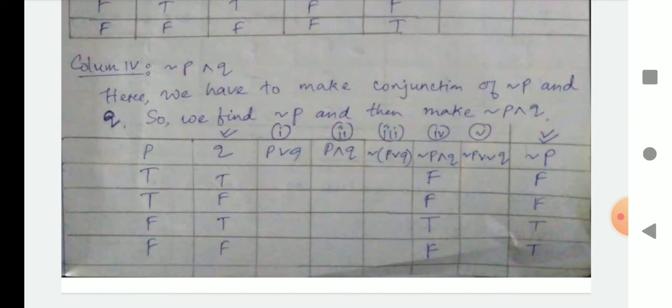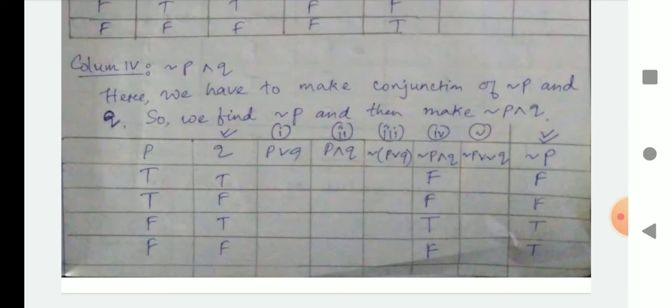So we know that conjunction is true only when both of the statement truth values are true. Now see the first row, true and false, so that is false. Next is false and false, that is also false, and the third row is true and true, therefore the conjunction is also true, and the last, false and true, will be false. Here we are filling up column 4 like this.